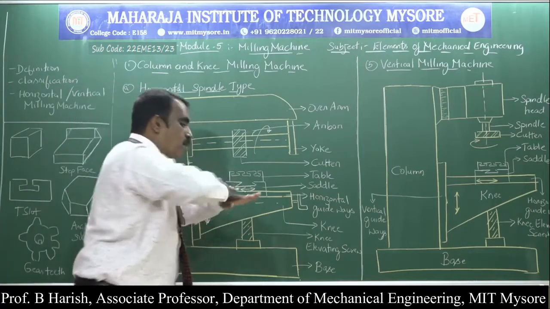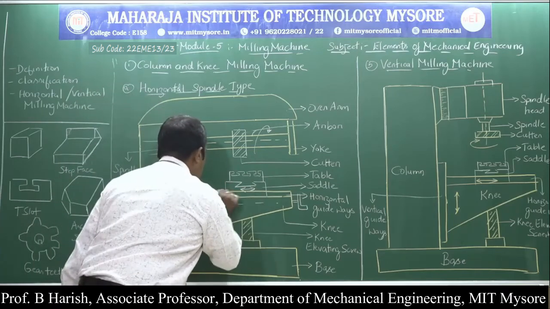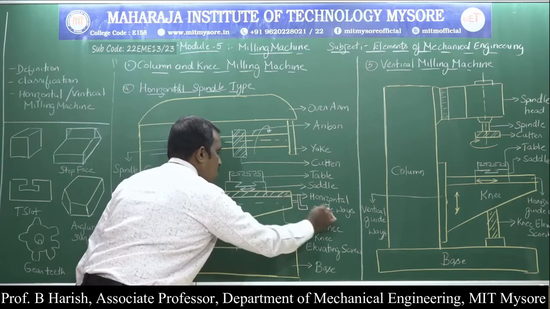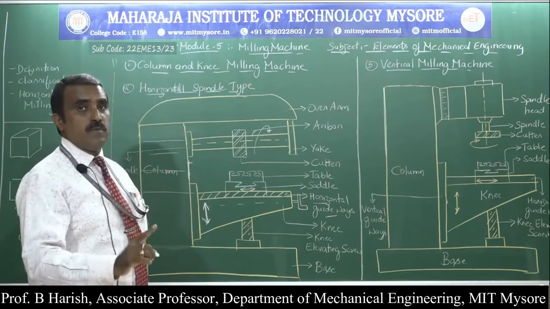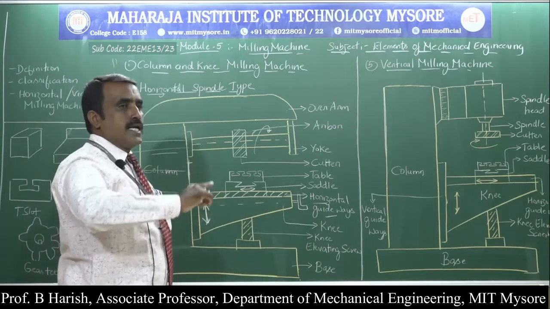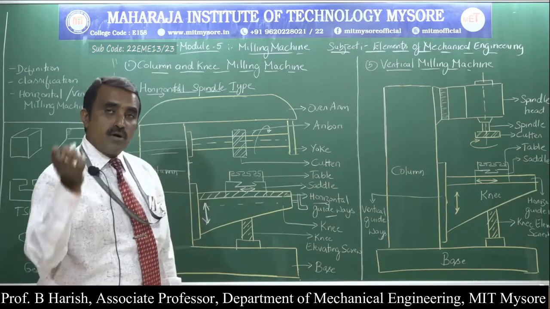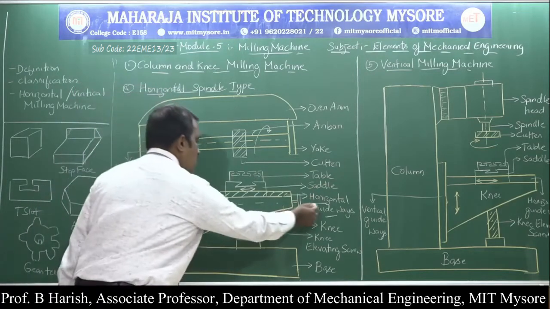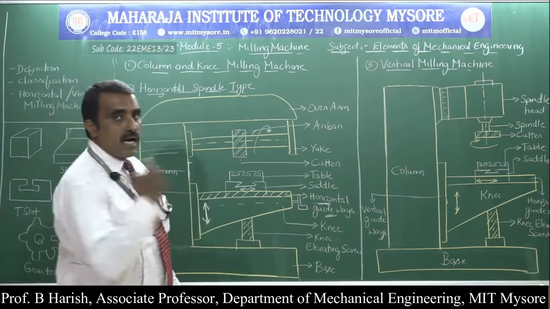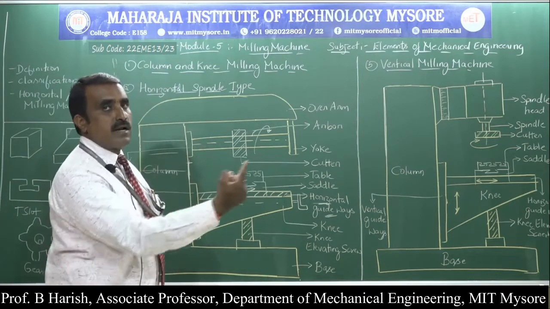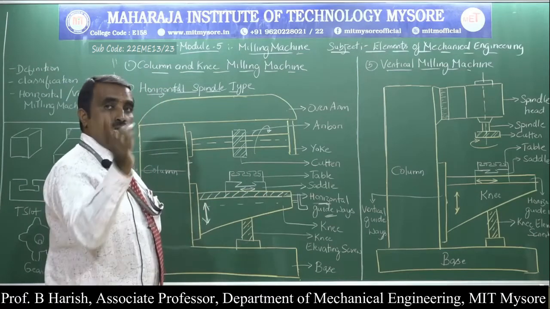Now along the top surface of the knee, you have what is called the horizontal guide base. So the knee has two movements. One is vertical movement, along the vertical direction. The other is along the horizontal direction. In order to guide the horizontal movement, we have this horizontal guide base, similar to the vertical guide base. It guides the movement along the horizontal direction, so it is called the horizontal guide base.